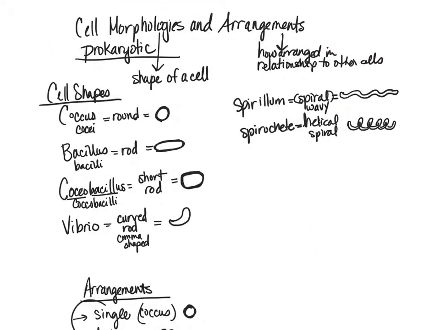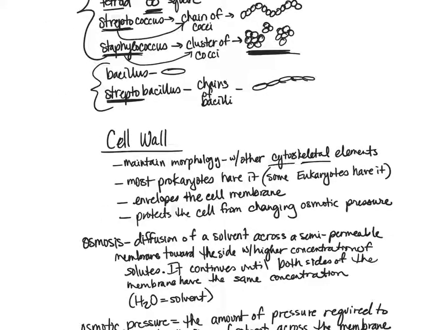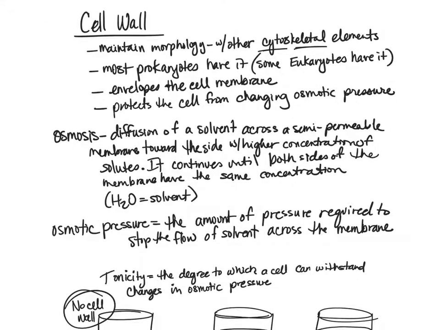We spoke about our cell morphologies. Remember, that's the shape of a cell, and the arrangements, how they're arranged in relationship to each other. And then we spoke about the cell wall. We're going to talk about the cell wall in more detail in the future, as far as the actual structure and the chemicals or molecules that are a part of the cell wall.